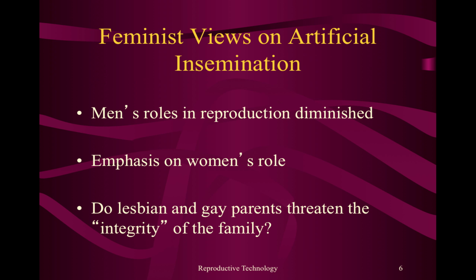Thinking in terms of feminist views, feminists would say that artificial insemination changes the relationship between men and women, and that it then diminishes men's role in reproduction and puts an emphasis on women's roles. And then that would beg the question as to whether lesbian and gay parents, meaning couples raising families or single individuals who either, as in the case of lesbians, use sperm donors, or in the case of gay, surrogacy contracts, which we'll talk about later, whether these family arrangements threaten the integrity of the family. And by integrity, I am not placing a value judgment on alternatives to traditional families. I just mean that do these arrangements threaten traditional norms and thereby cause concern for some conservatives?